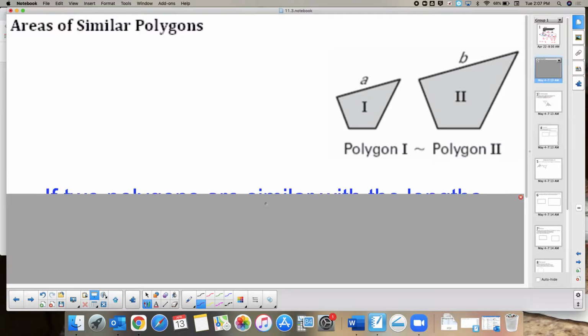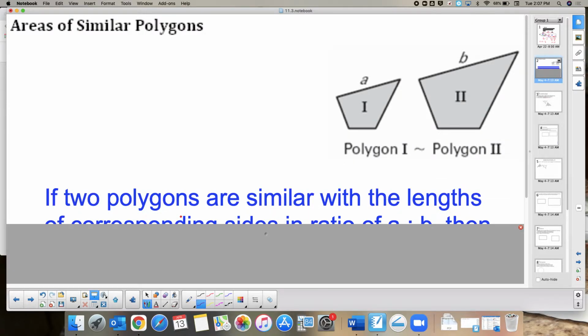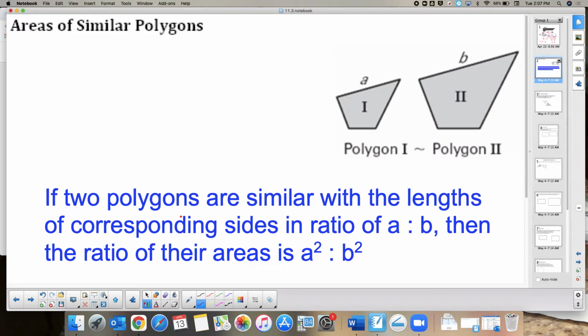And that's what our theorem here today is going to say for us. Areas of similar polygons. If two polygons are similar with the lengths of A to B, then the ratio of their areas is A squared to B squared.